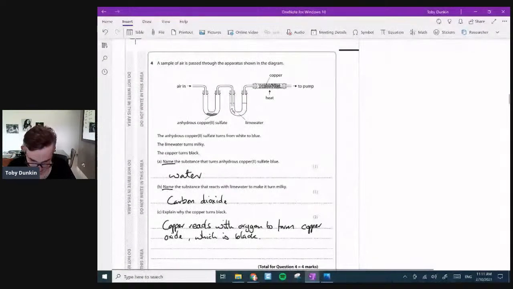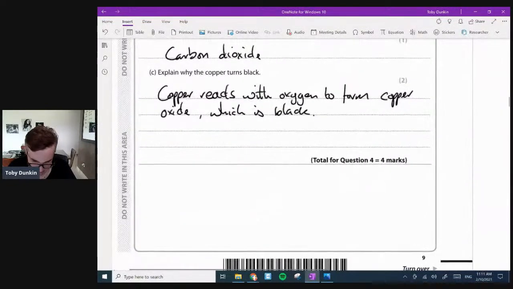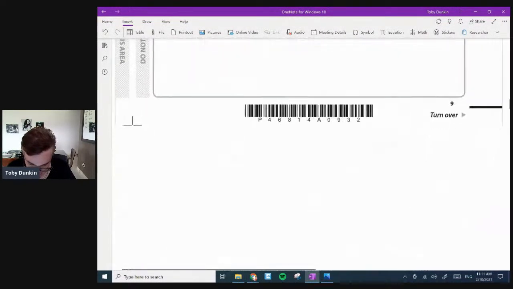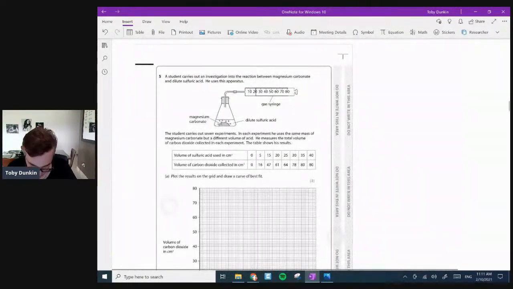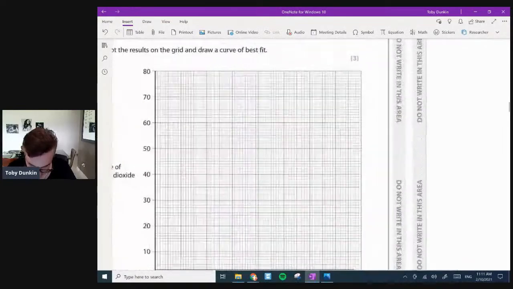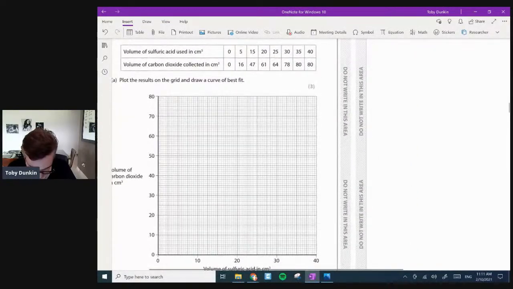They've got heat under there, but I think it'll be fine. I think that's probably going to get me 2 marks. Copper reacts with oxygen, 1 mark. Copper oxide is black. Seems reasonable. Next, plot the graph. Oh, the joys. Collecting gas in a gas syringe. Quite nice. So I've got to plot the graph.